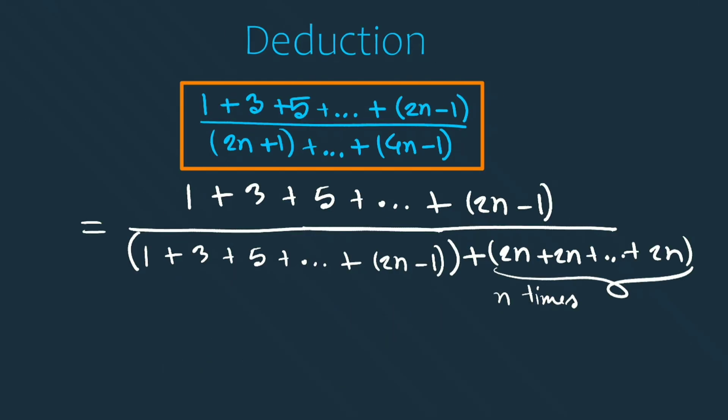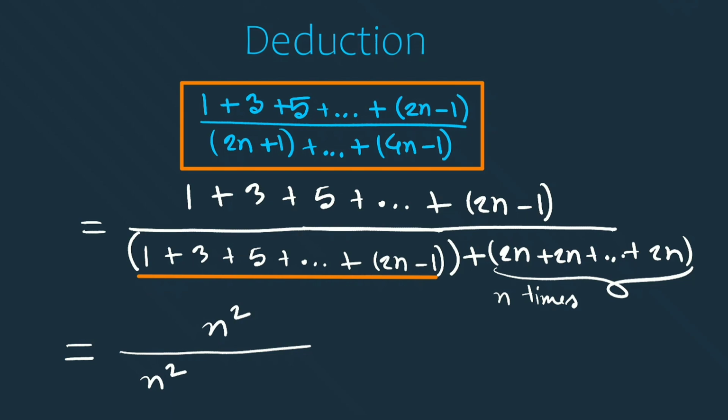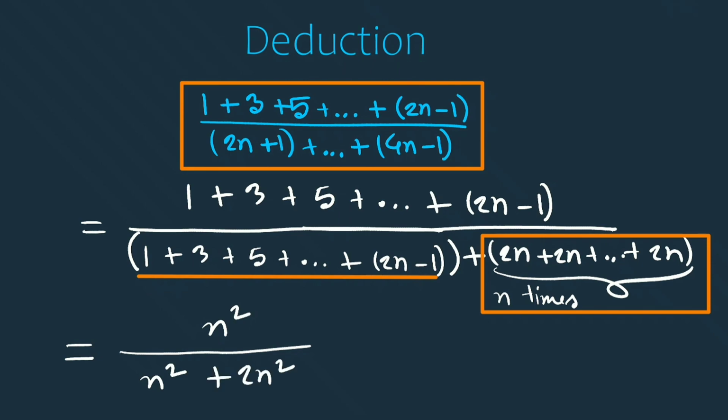So using this law of odd numbers, we can write the numerator and this part of the denominator as n square. Now this other part of the denominator is the sum of n number of 2n. So we can write it as 2n multiplied by n, or 2n square. This gives us n square on the numerator and 3n square on the denominator. As n cannot be 0, we cancel out n square, which gives us 1 over 3. Which is what we wanted to show.